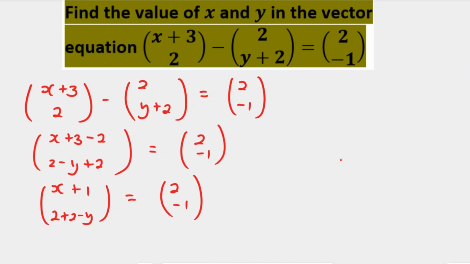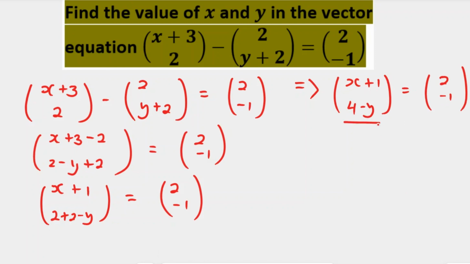Okay, so let me continue from this end. So now x plus 1 cannot be simplified again. So we have x plus 1. Now 2 plus 2 is 4. So we have 4 minus y equal to the right-hand side, which is 2, negative 1. Now at this point, we can simplify the left-hand side again. We can't do anything to x plus 1 and 4 minus y. We can't do anything. So we should remember that these vectors, this vector and that of that, they are equal vectors. And because of that, their corresponding components are also equal.